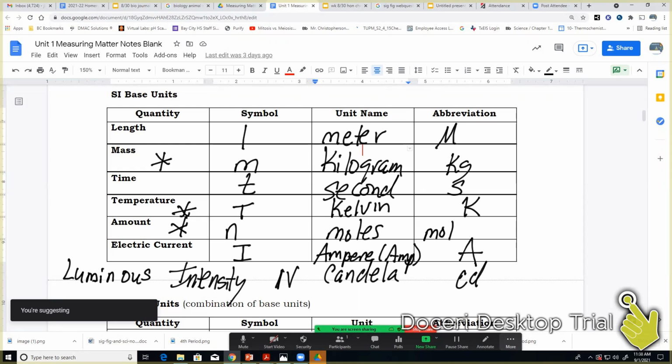The symbol is IV, like a Roman numeral, or probably it's a small L and V, but it looks like a Roman numeral to me.